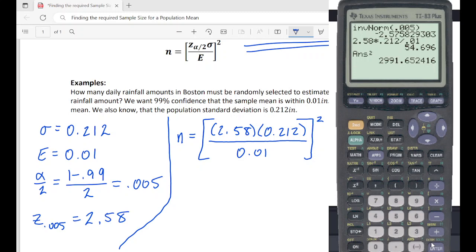And I'm going to get 2991.6. Now, like I said before, if you do not get a whole number, you always round up. So since I did not get a whole number, I got a 0.65 something other, I'm just going to round this up. So N is going to equal 2992. So how many rainfall amounts must be randomly selected? A minimum of 2,992.